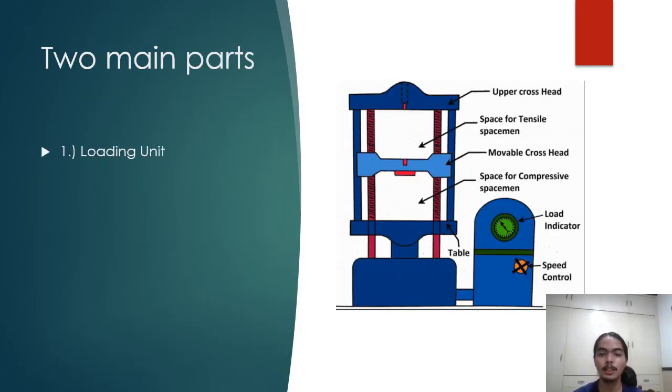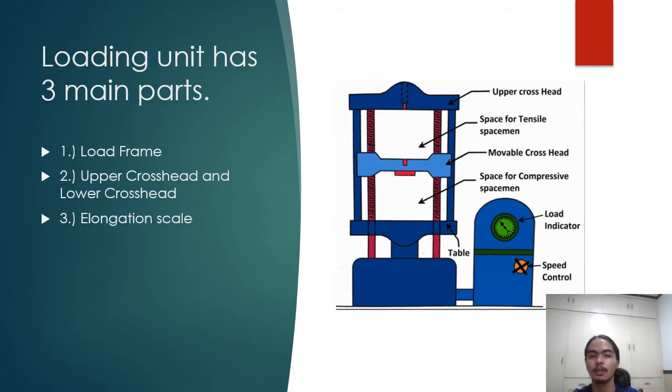As you can see in the picture on the right, we have a representation of the parts of UTM. In UTM, we have two main parts. The first part is the loading unit. The loading unit is then separated into three parts. First is the load frame.